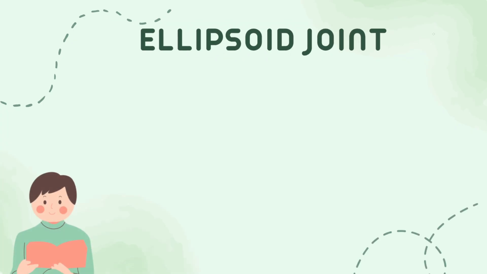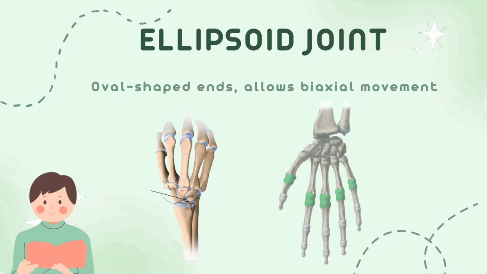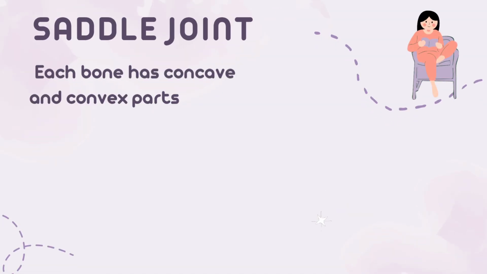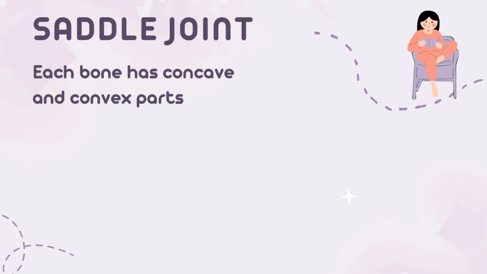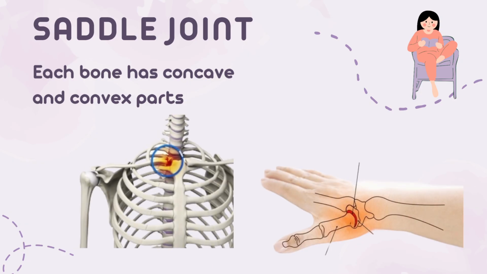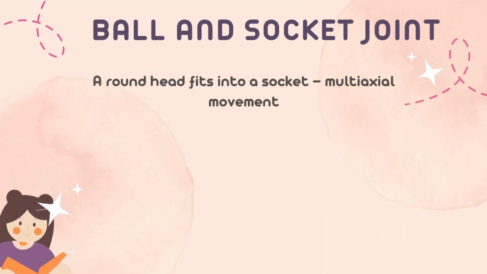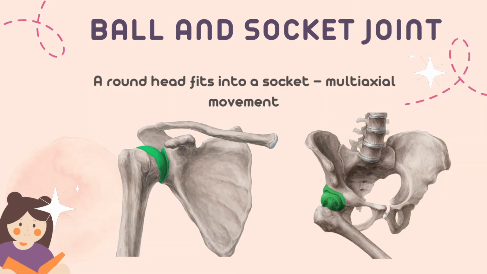4. Ellipsoid joint. Oval-shaped ends, allows biaxial movement. Examples: wrist joint, metacarpophalangeal joints. 5. Saddle joint. Each bone has concave and convex parts. Examples: sternoclavicular joint, thumb, first carpometacarpal. 6. Ball and socket joint. A round head fits into a socket, multiaxial movement. Examples: shoulder joint, hip joint.